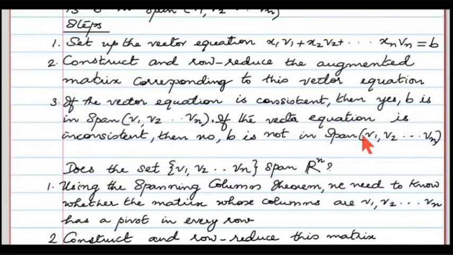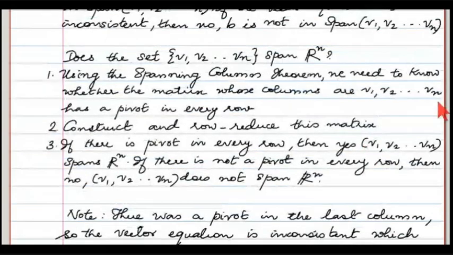Another type of question will be asked like this: does the set v1, v2, etc., vn span Rn? You can use these steps. Using the spanning column theorem, we need to know whether the matrix whose columns are v1, v2, etc., vn has a pivot in every row. Then you can row reduce the augmented matrix. If there is a pivot in every row, then yes, v1, v2, etc., vn spans Rn.